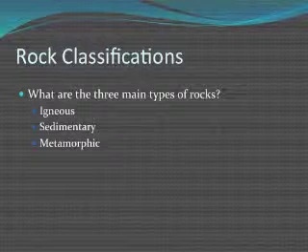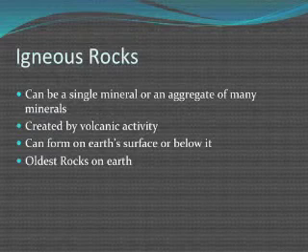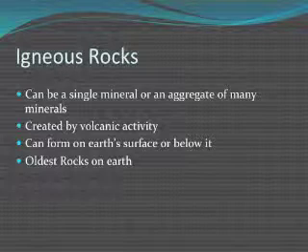There are three main types of rocks. The first one's igneous, there's sedimentary, and metamorphic. Igneous rocks can be a single mineral, or they can be an aggregate of many minerals, meaning that one rock contains a lot of different fragments or crystals that's all contained into one.